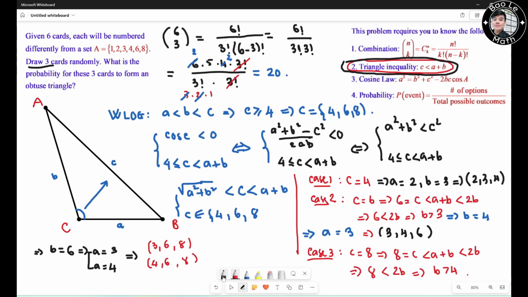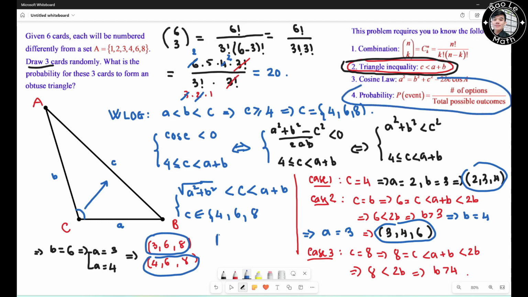Alright, so we have a total of 4 solutions: the first one right here, the second one right here, the third one right here, and the fourth one right here. Now we apply the last formula, probability. So the probability is going to be equal to 4 divided by the total possible outcomes, which is 20. So it's going to be 1/5, and this is the final answer.